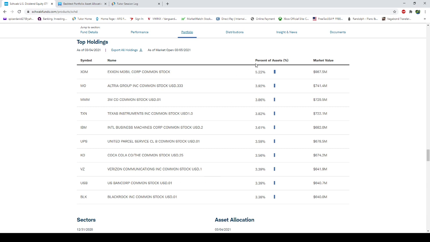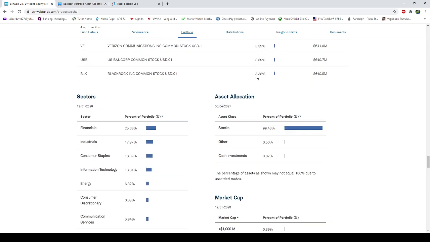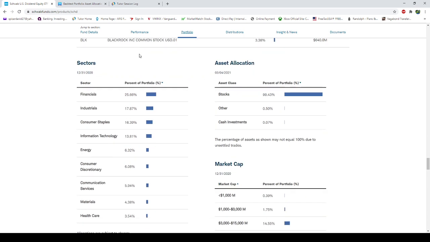We can also look at how much they are invested in each. As we can see, Exxon is the highest at over 5%, and then all of the rest are somewhere at 3%. So a good mix. The Exxon is a little bit high considering how volatile oil can be, so you have to take that into consideration when looking at it. Then we can go down to the allocation by asset, by sector, market cap. Asset allocation is going to be 100% stocks almost entirely. This is usually cash investments and other things, so you don't have to worry about that much.